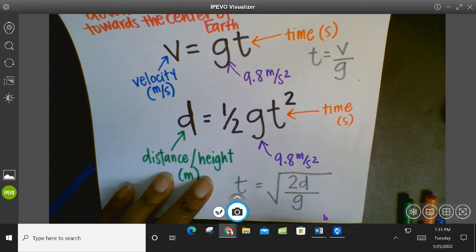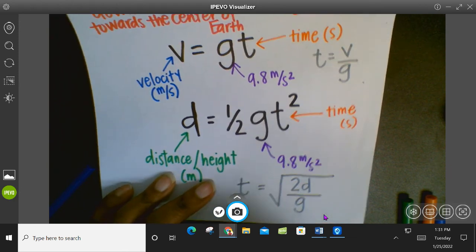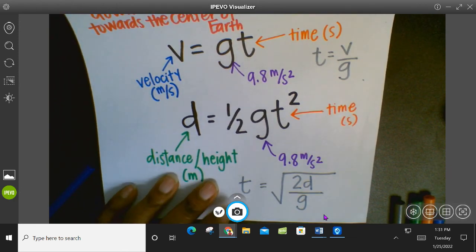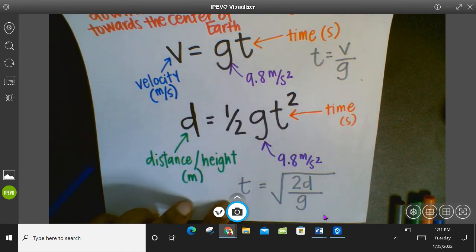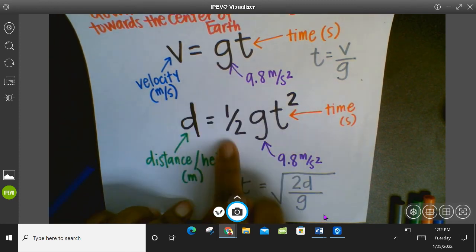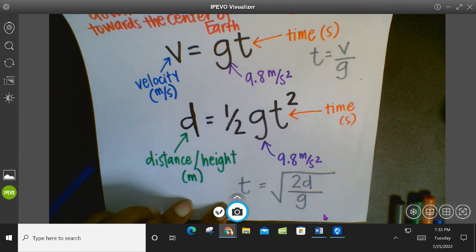Okay? And we are going to work some problems, guys. We're going to work some problems, and we're going to use these equations to work the problem. So we'll either use this one, this one, this one, or this one. Are you guys ready? Good.